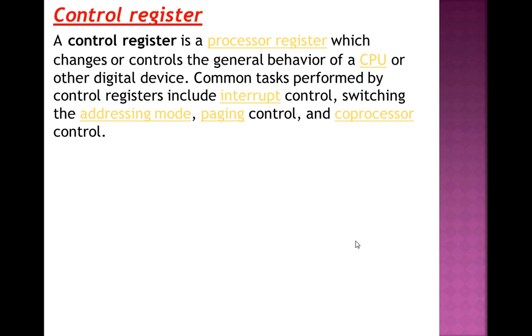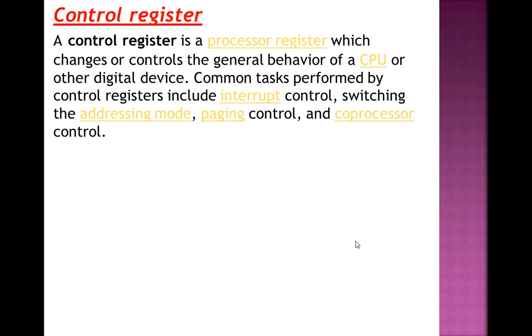A control register is a processor register, meaning a CPU register, that stores data which changes or controls the general behavior of a CPU. As I told you, now it's time to alter the values of the CPU. So that is stored in the control register, which changes or controls the general behavior of a CPU, that is the central processing unit, or other digital device.